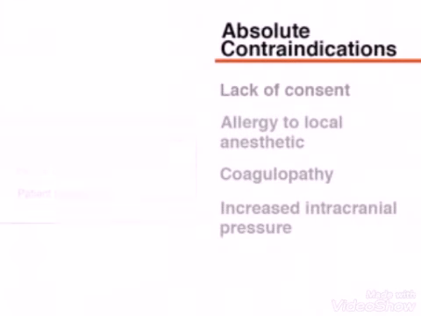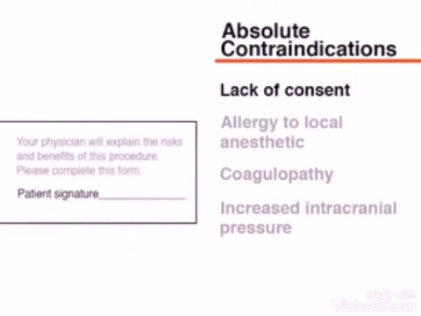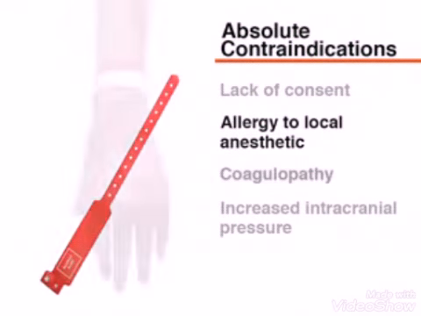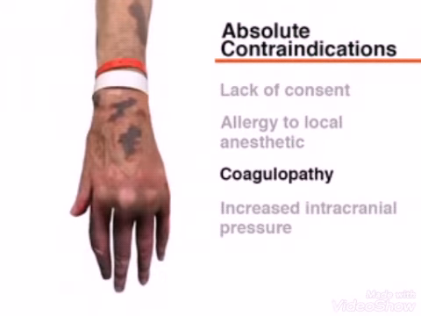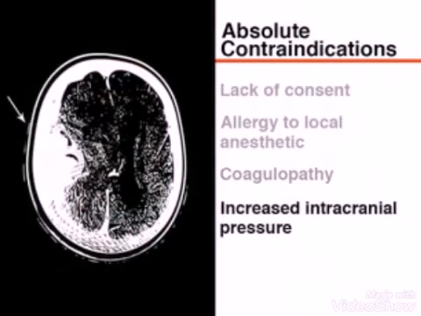Absolute contraindications to the placement of a lumbar epidural catheter include a lack of patient consent, allergy to the local anesthetic, the presence of either primary or medication-induced coagulopathy due to the risk of an epidural hematoma, and the presence of increased intracranial pressure, which could result in brainstem herniation if a dural puncture occurs during the procedure.